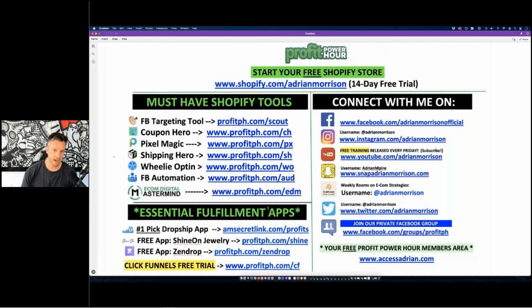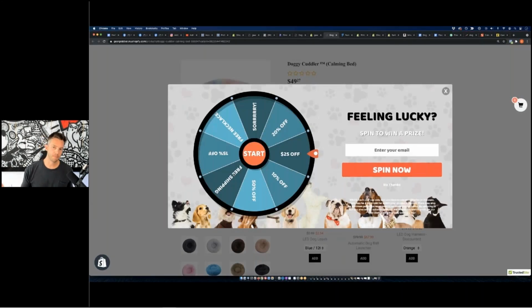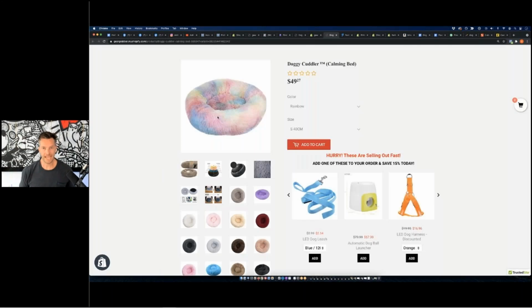And anyways, what it does is, I know that if somebody puts in their email address here to spin this wheel, they're interested in buying a dog product because they're on my page that sells dog stuff, right? So I have an email subscriber. And if somebody comes through and buys this product that's right here, and they didn't spin the wheel, they still go on my email list, because every person that adds products to cart and puts in their information ends up on your email list.